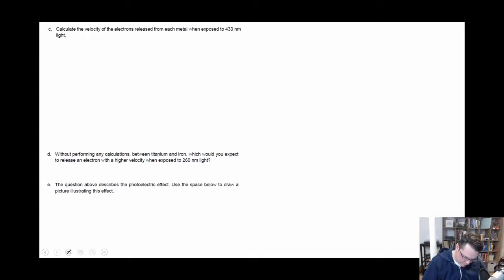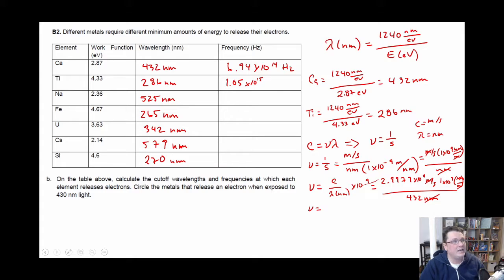is go a step back and look at the table that we have here. We have to find all of the wavelengths of light where the wavelength of that work function is higher than 430. So the only ones that are going to release an electron in this case are calcium, because the wavelength of release is 432 nanometers, sodium, and cesium, and I believe that's it. It's going to be only those three.